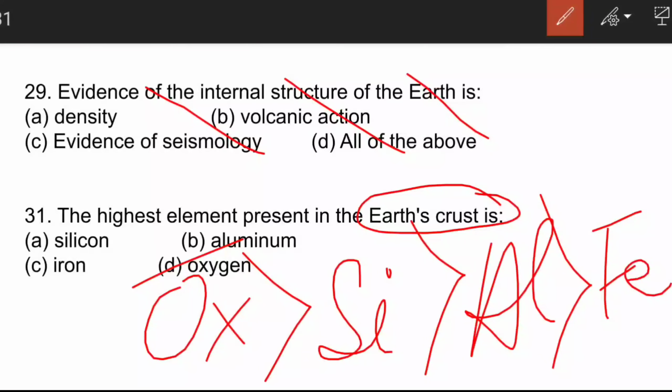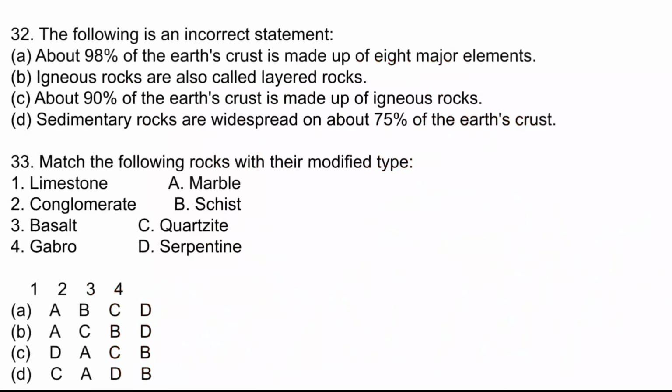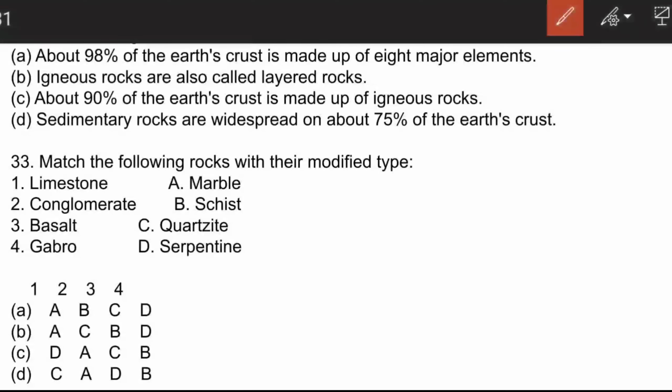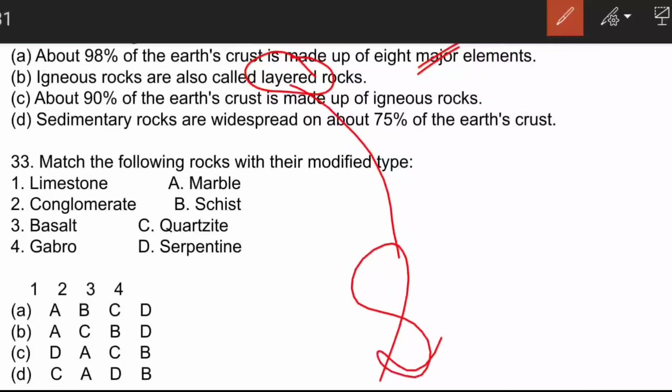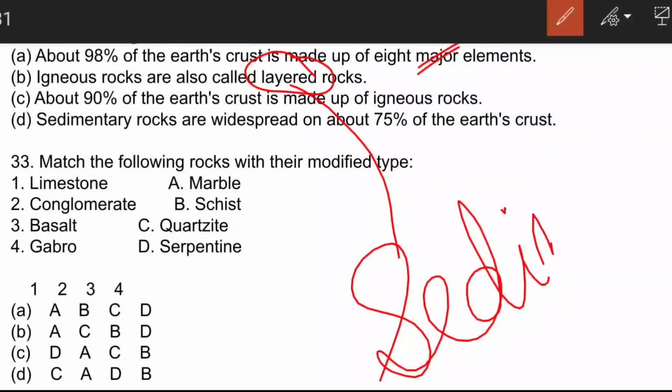So let's move to the next question. Which of the following is an incorrect statement? About 98% of the Earth's crust is made up of 8 major elements. This is true. Igneous rocks are also called layered rocks. We'll see. About 90% of the Earth's crust is made up of igneous rock. Sedimentary rocks are widespread on about 75% of the Earth's crust. So here layered rock is making this statement wrong, because sedimentary rocks are known as layered rocks or stratified rocks.